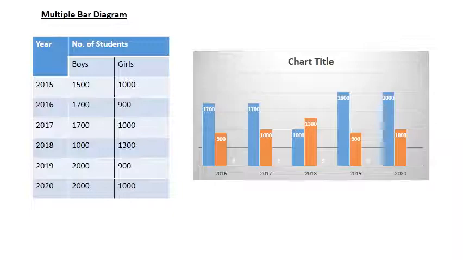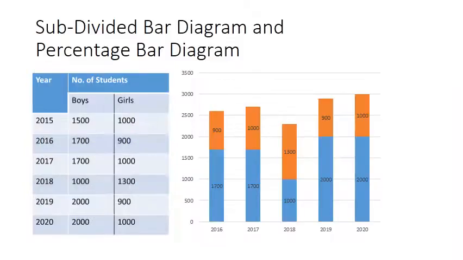So there are two bars for each year. That means two variables are shown by these two bars, number of boys and number of girls. Likewise you can have one more example, say production of different crops, rice, wheat, maize. So then there will be one more bar. Say for example, if one bar is showing production of rice, another is showing production of wheat, another is showing production of maize, then there will be three bars associated to every year. So then it is known as multiple bar diagram.